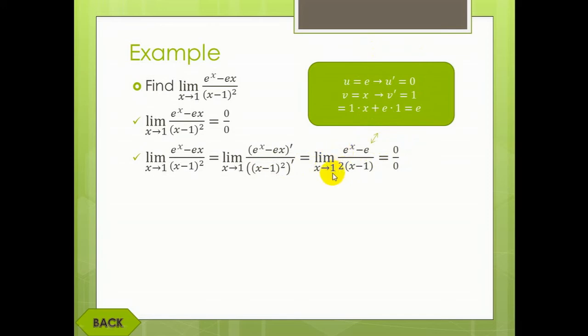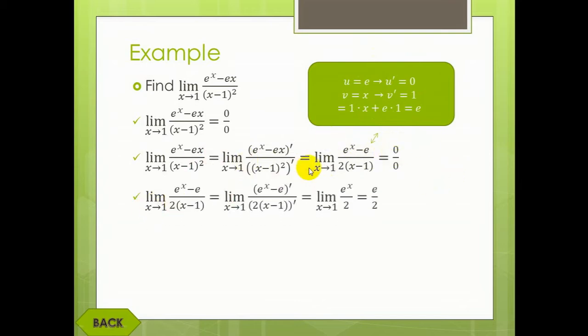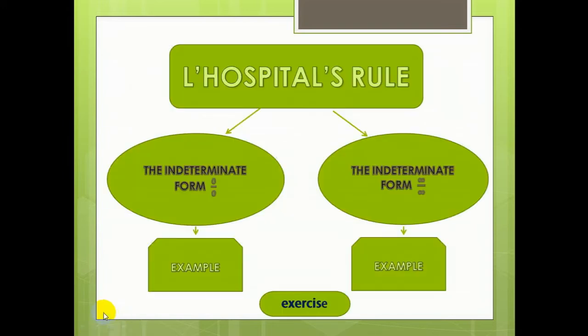Okay, when we substitute x approaching 1 into this function, it is still 0 over 0. So you need to apply L'Hospital again to this function. The derivative of the numerator is e to the power x. The derivative of the denominator is 2. So when we substitute 1 into this function, e to the power 1 over 2, so the result is e over 2.